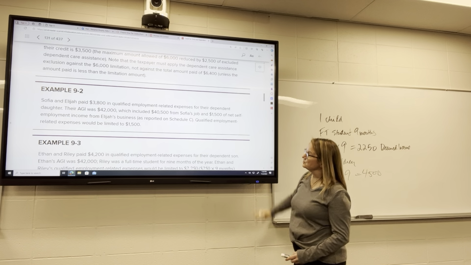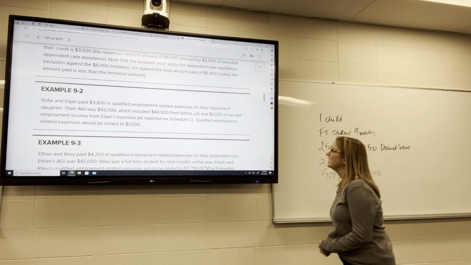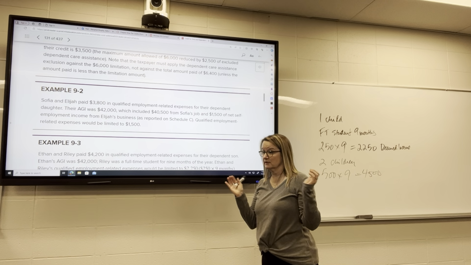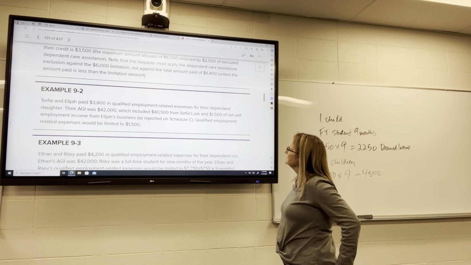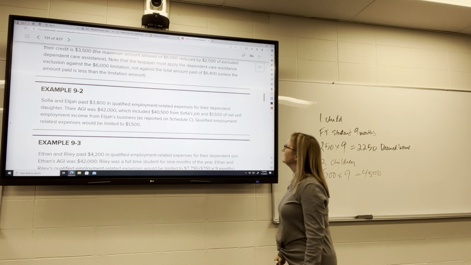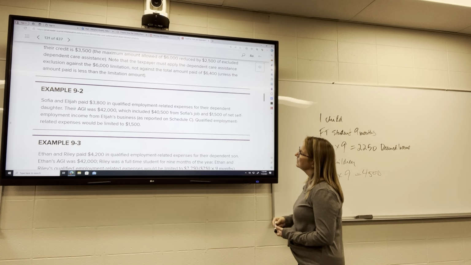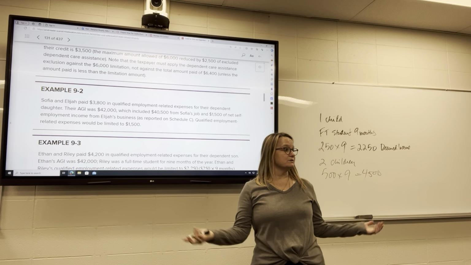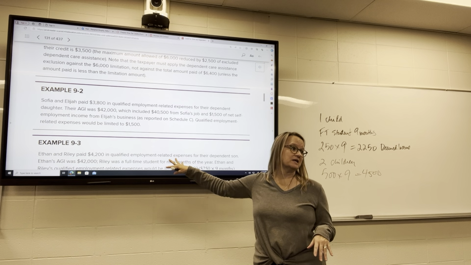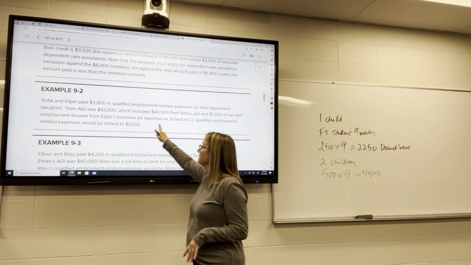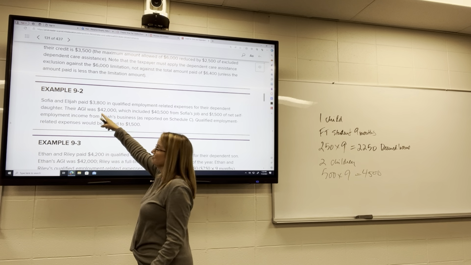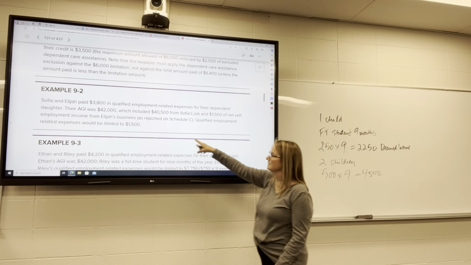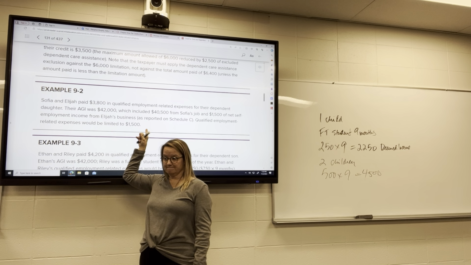All right. We got Sophia and Elijah. They paid $3,800 in qualified employment-related expenses for their dependent daughter, 1 child. All right, so now we're limited to 3,000. That's our first limitation. Their AGI was 42,000. This included 40,500 from Sophia's job and $1,500 of self-employment income from Elijah's business. So, I mean, he may have made $100,000, but after all of his expenses and everything, he's down to $1,500 of self-employment income. The limit is $1,500, not Sophia's amount. It's gonna be whoever made the least amount of money, whatever the lowest is. And then we're gonna base the credit on that number, okay?